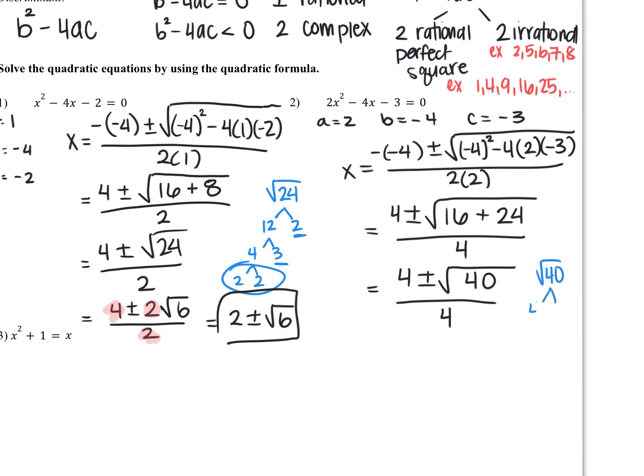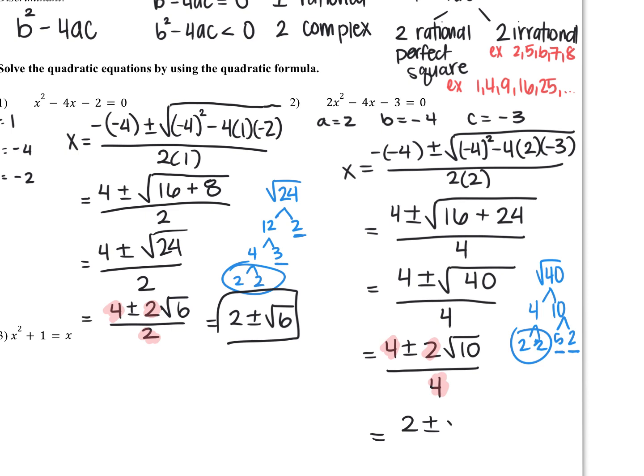So I can break down 40 as 4 times 10, and 4 is 2 and 2, and 10 is 5 and 2. So I get 4 plus or minus 2 square root 10, because the 5 and 2 are going to multiply back together, all over 4. Then I check to see if 4, 2, and 4 can simplify, and those are all even numbers, so they're going to divide by 2. So I'm going to get 2 plus or minus the square root of 10 all over 2.